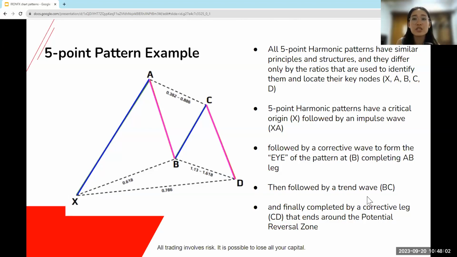5-point harmonic patterns have a critical origin at X, followed by an impulse wave, which is XA, just the blue line here. This is followed by a corrective wave to form the eye of the pattern, at B, completing the AB leg. Then it is followed by a trend wave at BC, which is another blue line here. Ignore this line, and finally it is completed at the corrective leg, CD, and we call this the potential reversal zone.